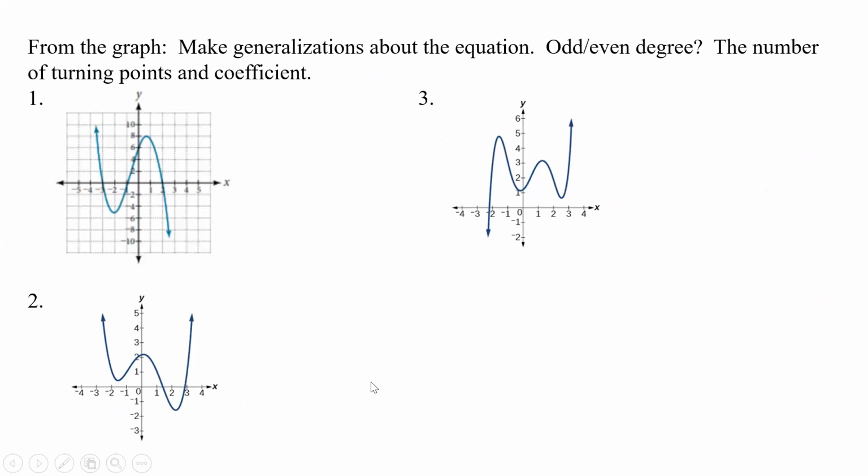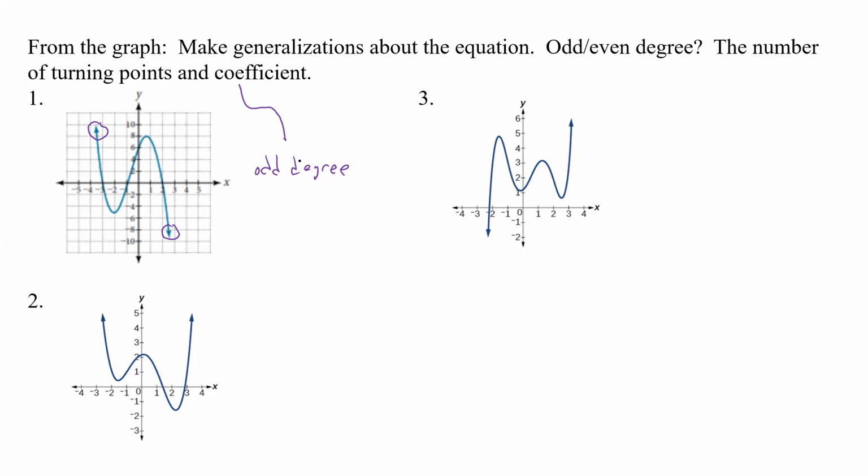All right, so looking at this, from the graph, we're supposed to make generalizations about the equation. Is it odd or even, the number of turning points, and its coefficient? Okay, well, let's look at it. So we look at end behavior. End behavior is going to tell us basically if it's odd or even. And so if we look at the end behavior here, we have one here and one here. So what does that look like for end behavior? Well, doesn't that look like something like that? And what is this? That's odd degree.